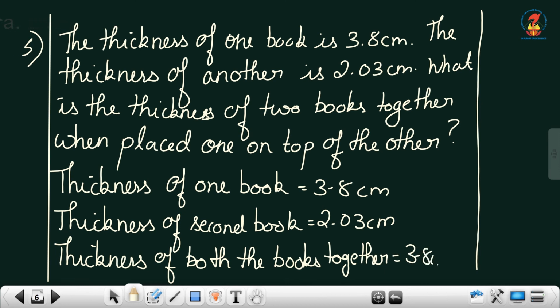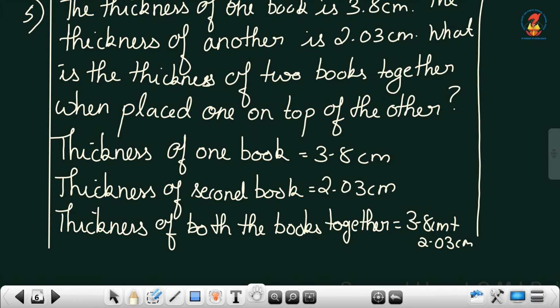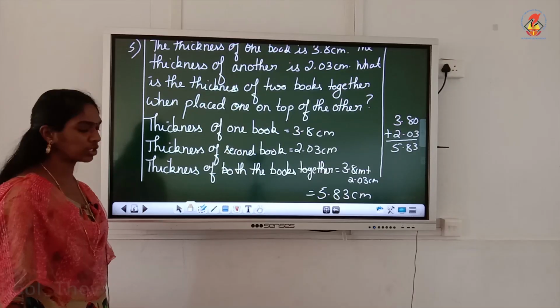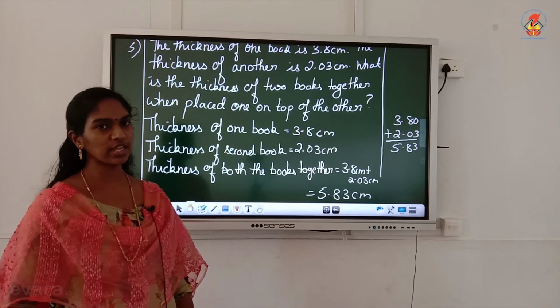Thickness of both the books together is equal to 3.8 centimeter plus 2.03 centimeter. Okay, so you are getting 3.80 plus 2.03. You add it, you get 5.83 centimeter. So, the thickness of both the books together is 5.83 centimeter.